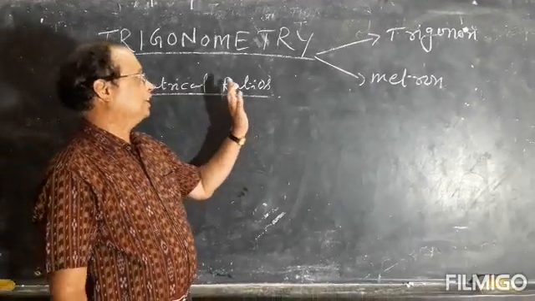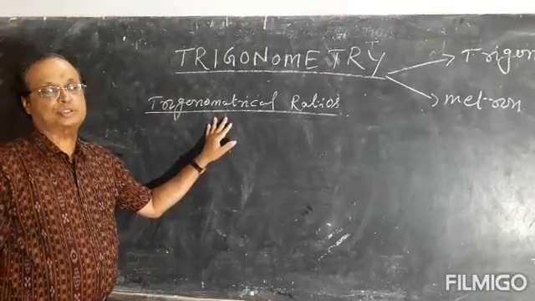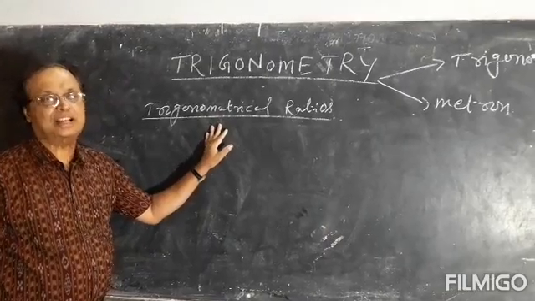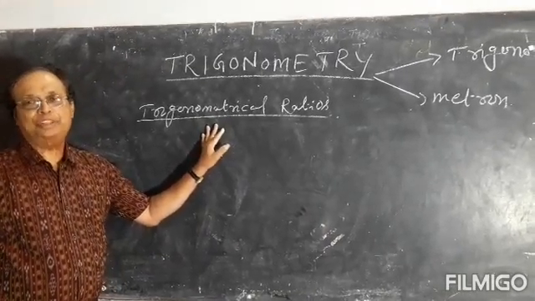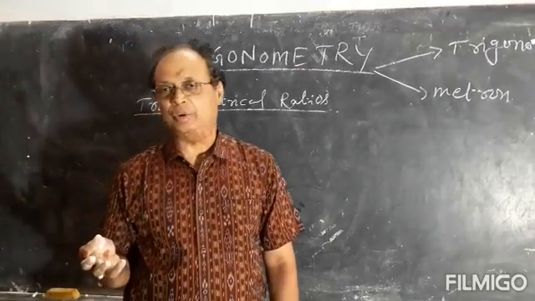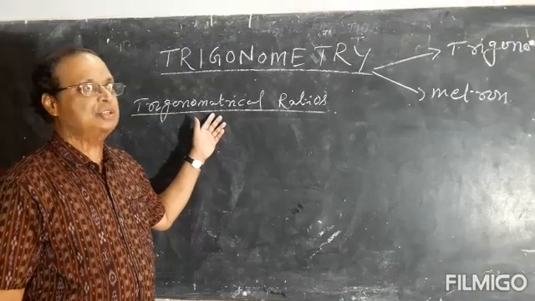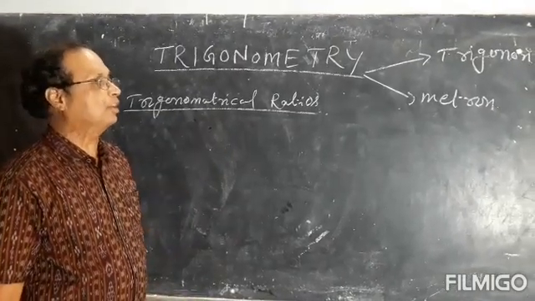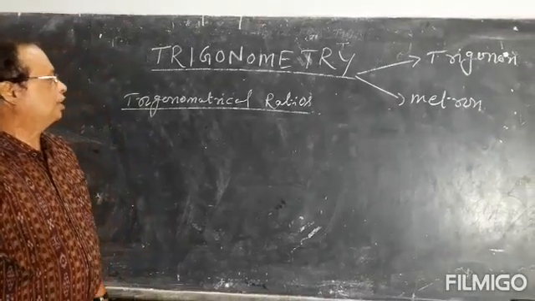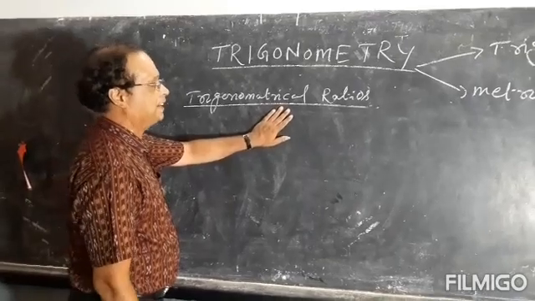Now, first, in trigonometry, we will have to study trigonometrical ratios. These trigonometrical ratios are the alphabets of trigonometry. Without alphabets, we cannot study a language. Similarly, without these trigonometrical ratios, we cannot study trigonometry. Now, what are these trigonometrical ratios? There are 6 trigonometrical ratios.